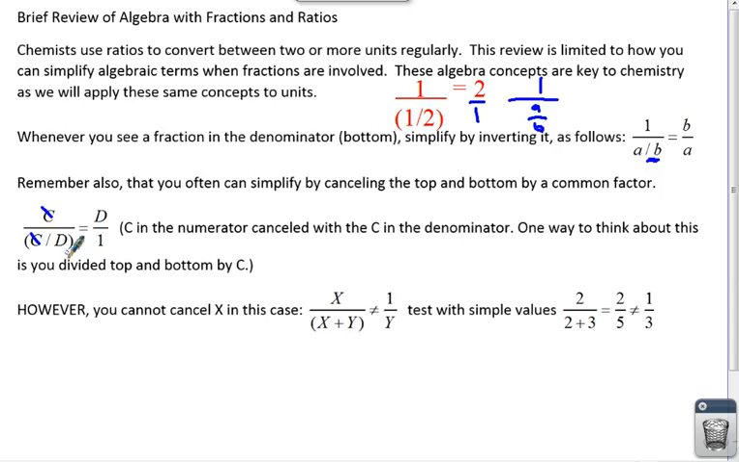Warning! You cannot cancel x out in this scenario, where x plus y or x plus 2 or x plus 5. It doesn't work like this. You cannot do x and x's cancel and just end up with 1 over y. That is not true.